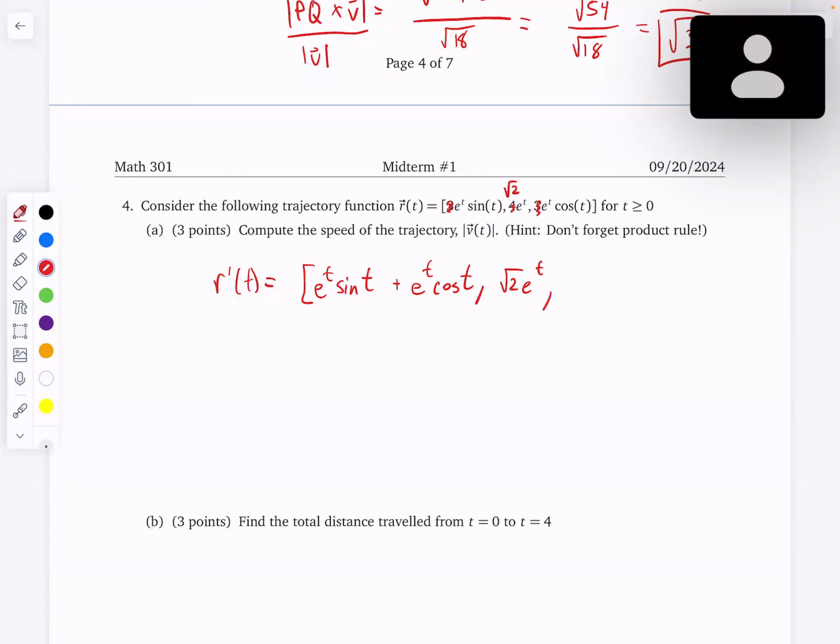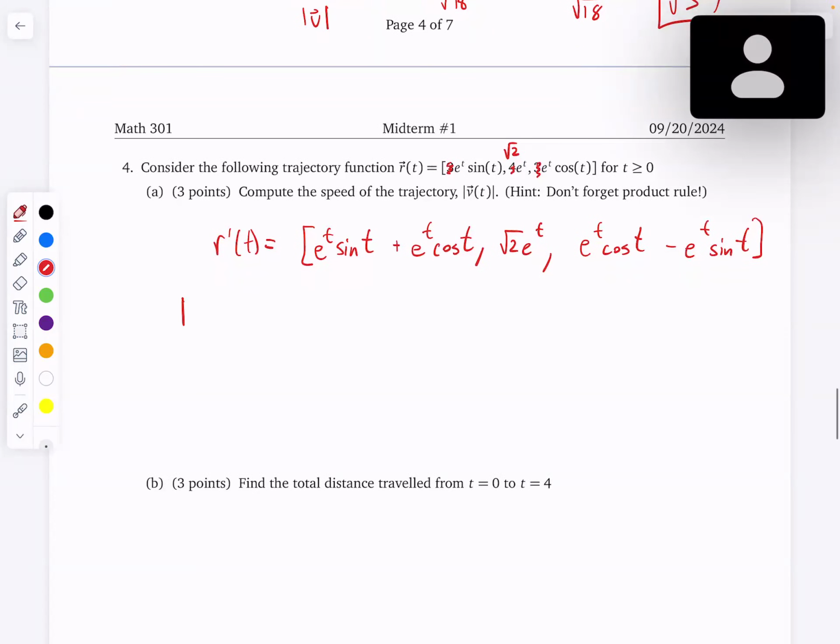And then this one will be e to the t cosine t minus e to the t sine t. So that's r prime of t. Now we need to take its magnitude. That's going to be the speed of our trajectory. And so the magnitude is you have to square each of those components, and so you have to FOIL it.